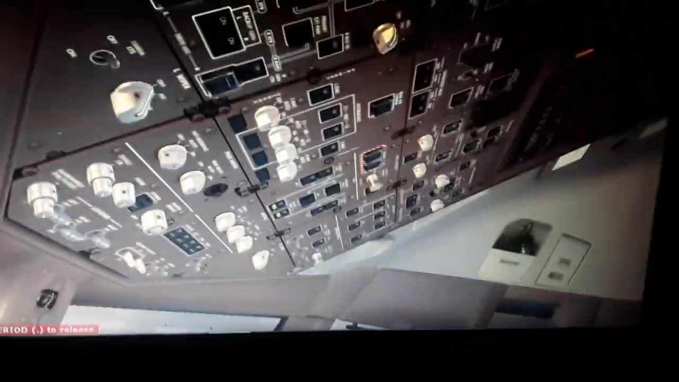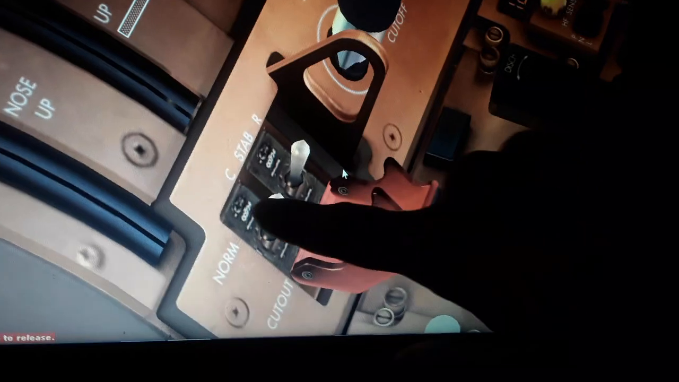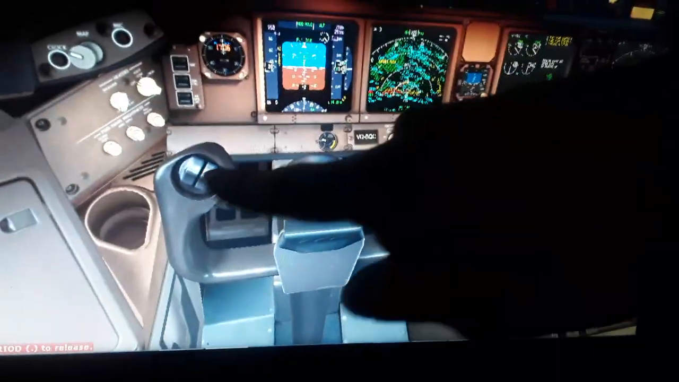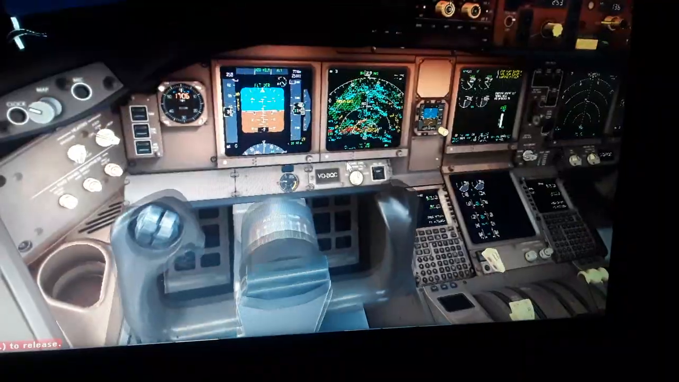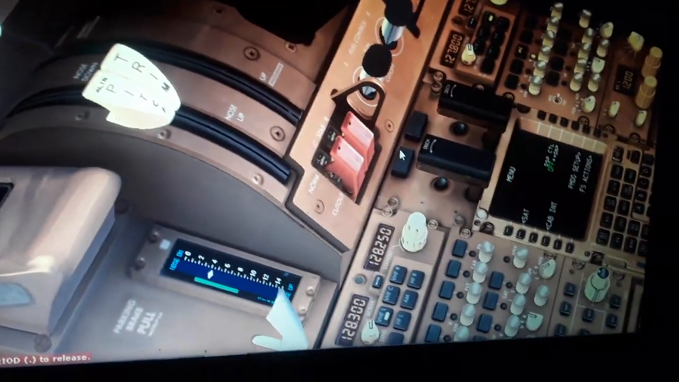So if you have a malfunction or they do not operate, you will have to disconnect from the normal to the alternate, the C and the R, the stabilizer trim system, so you will have only the manual trim, not the auto trim from the autopilot and the flight director system. So you will have only the manual trim like this. So we close the auto trim, disconnect.